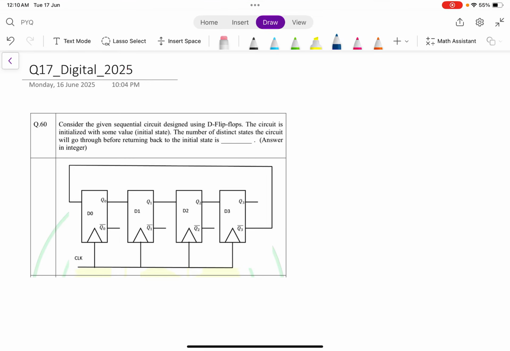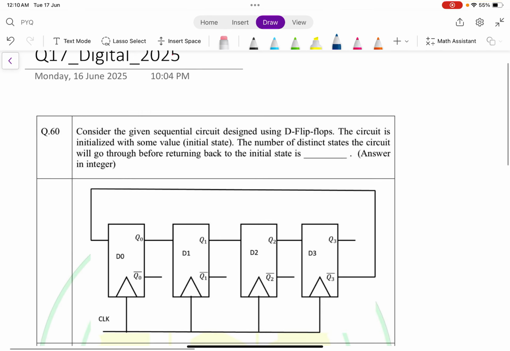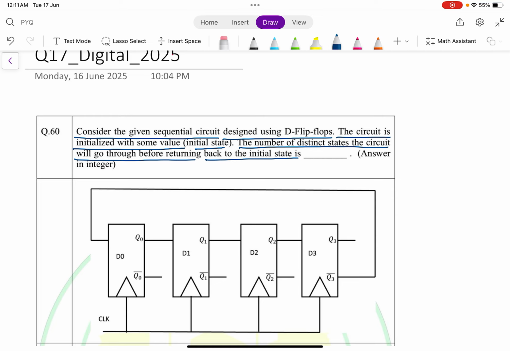Hey everyone, let's start with question number 17, Digital Electronics, asked in GATE examination 2025, branch Computer Science and Engineering, set 1, forenoon. Consider the given sequential circuit designed using D flip-flops. The circuit is initialized with some initial states. The number of distinct states the circuit will go through before returning back to the initial state is.